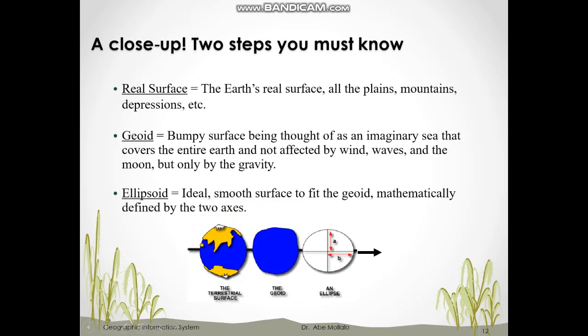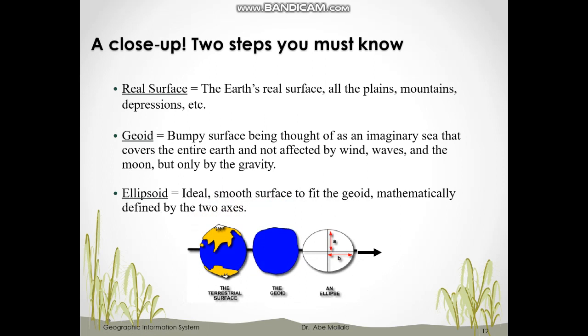Now a close up. In this module, we talked about three surfaces. The real surface of the Earth, which is very bumpy, including all plains, depressions, and mountains, and it's very hard to do measurements on it. That's the truth. And then we talked about the geoid, which is the first approximation of the Earth.